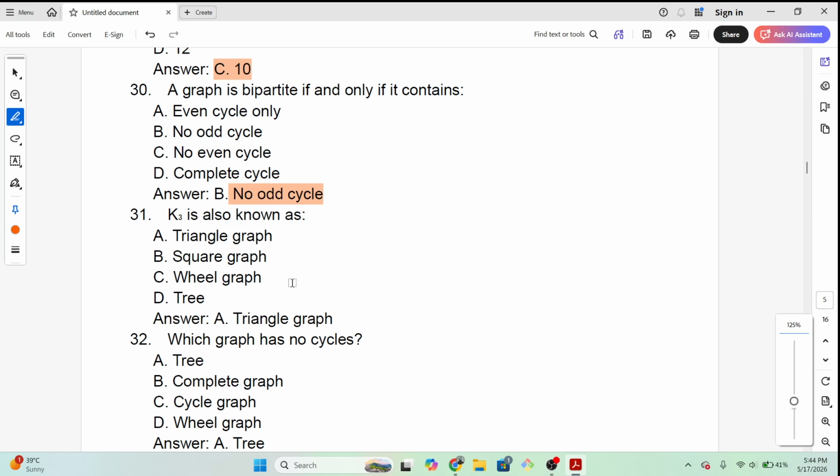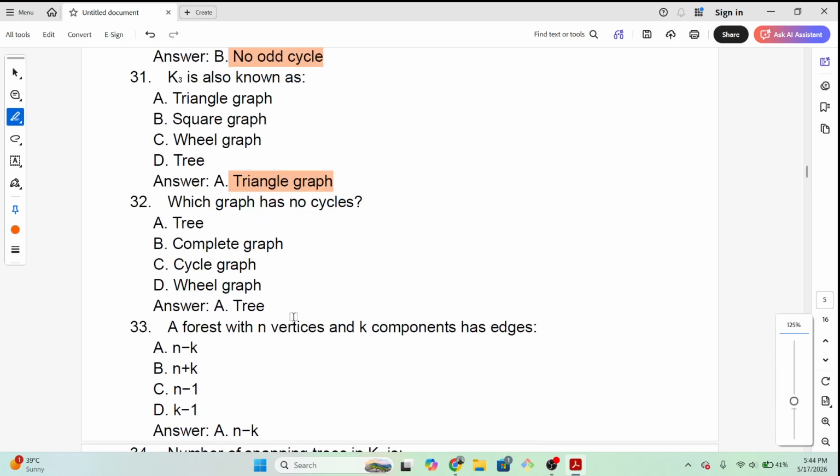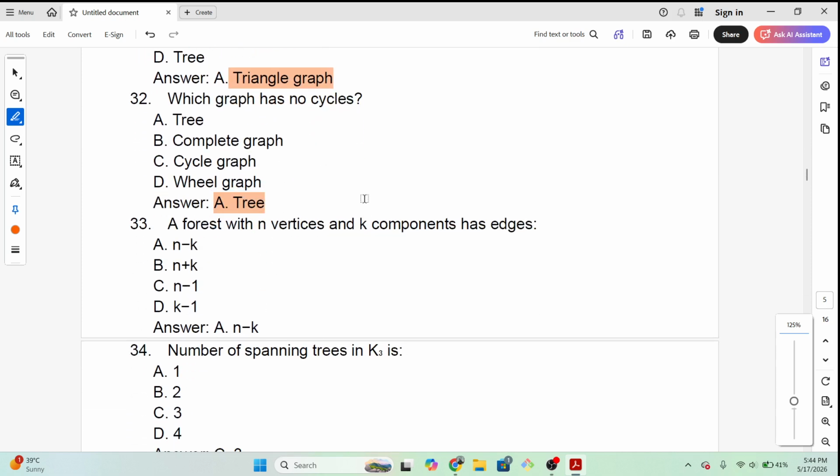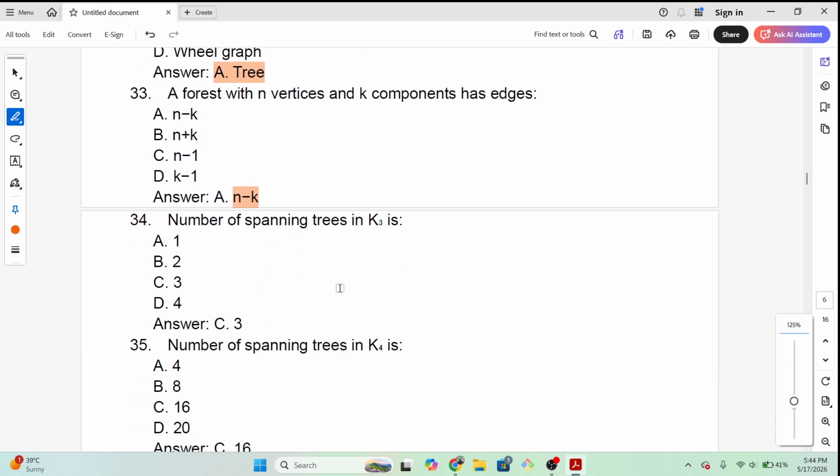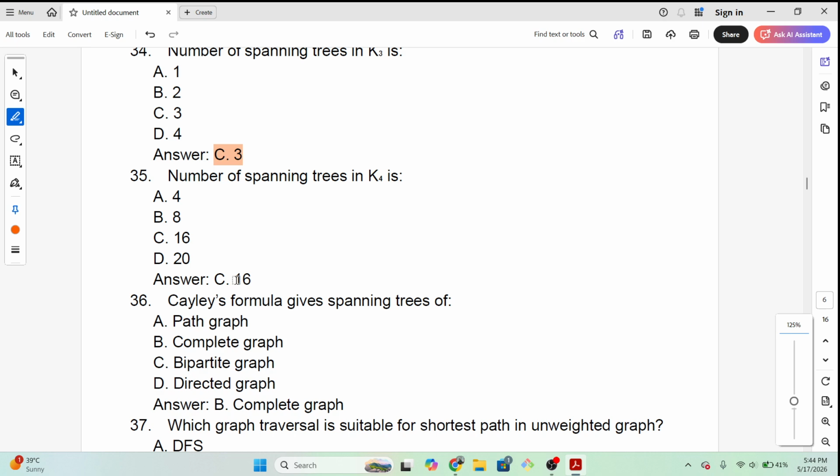A graph is bipartite if and only if it contains no odd cycle. K3 is also known as a triangle graph. Which graph has no cycle? A tree has no cycle. A forest with n vertices and k components has n minus k edges. The number of spanning trees in K3 is 3. The number of spanning trees in K4 is 16.